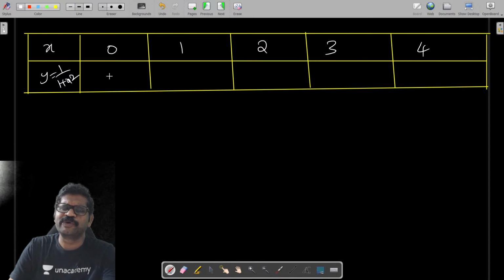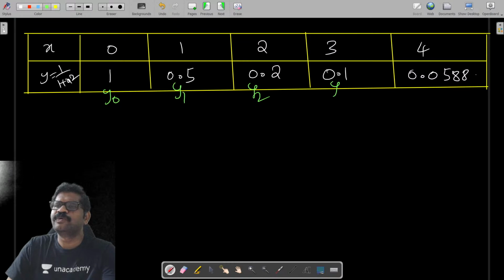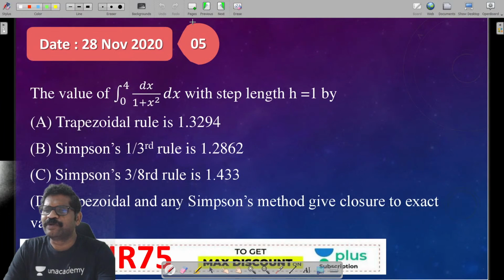When x is 0, y is 1. When x is 1, y is 0.5. When x is 2, y is 0.2, 1 by 5. When x is 3, 1 by 10, 0.1. When x is 4, 0.0588. This is y0, y1, y2, y3, y4. Now, in the problem, trapezoidal rule, Simpson's 1/3 rule, Simpson's 3/8 rule. All three rules we have to apply.